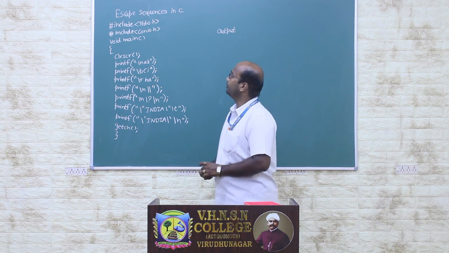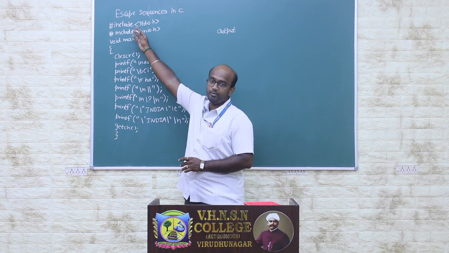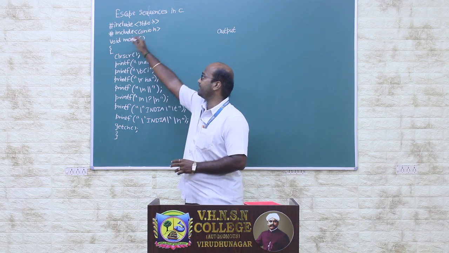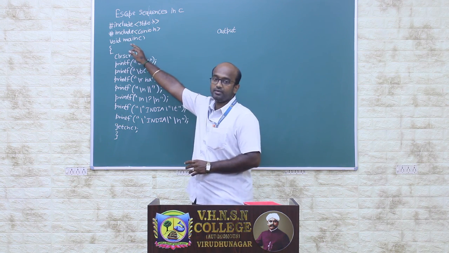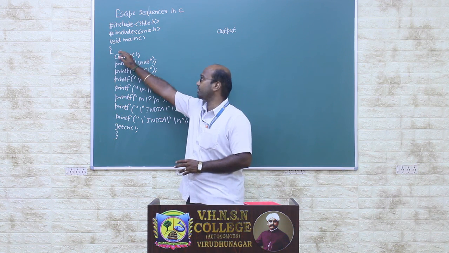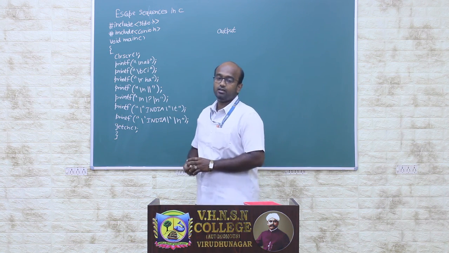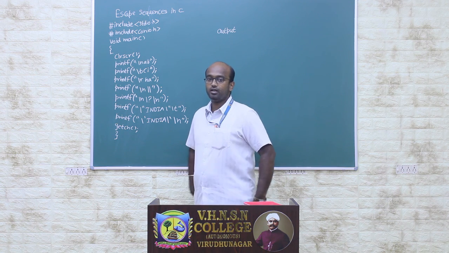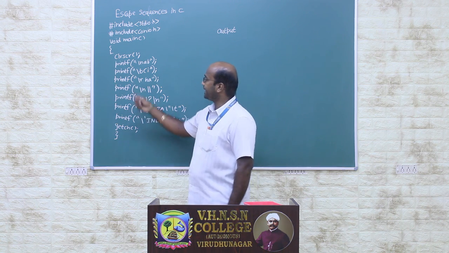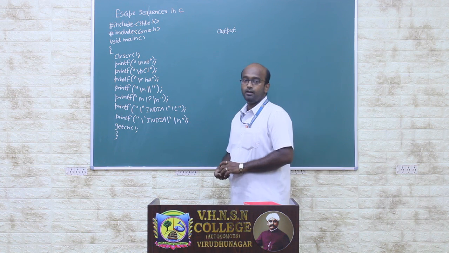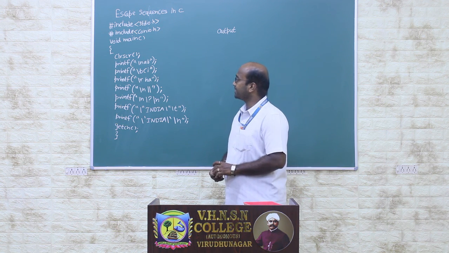So we have the hash include preprocessor, which includes the header files. Then we have the main. This is where the program starts its execution. So we have clear screen, which clears the console output. And next we have printf, and in double quotes we have a backslash n.